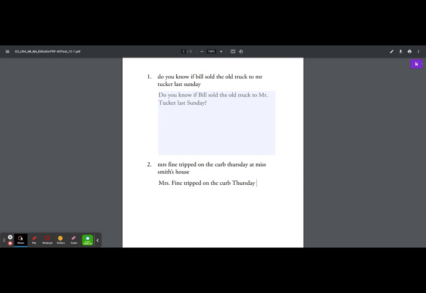Thursday. Thursday is a day of the week, so I capitalize it. Proper noun. At Miss. I know Miss is an abbreviation for a title, but it does not get a period. It's not an abbreviation. It's the title's name with no period. Smith is our last name, so I need a capital. Ooh, look at that. That's an apostrophe S. Apostrophe S means something belongs to Mrs. Smith. So what belongs to Mrs. Smith? The house. The house, which is a noun. And I put a period at the end. Right? So check your work, see how you did, and great job.